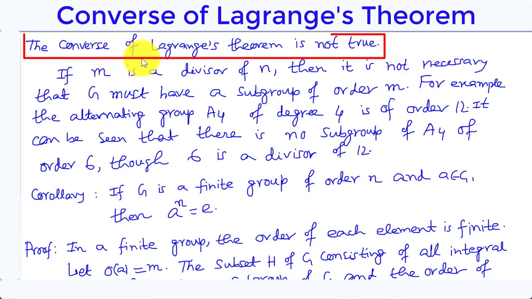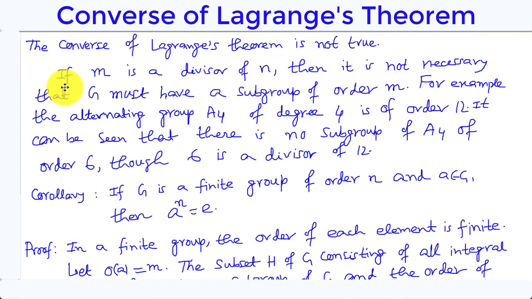The converse of Lagrange's theorem is not true. That is, if m is a divisor of n, then it is not necessary that G must have a subgroup of order m. For example, the alternating group A4 of degree 4 is of order 12. It can be seen that there is no subgroup of A4 of order 6, though 6 is a divisor of 12.